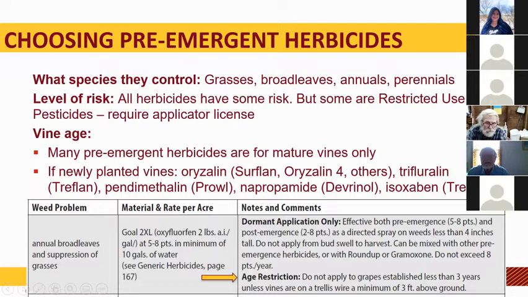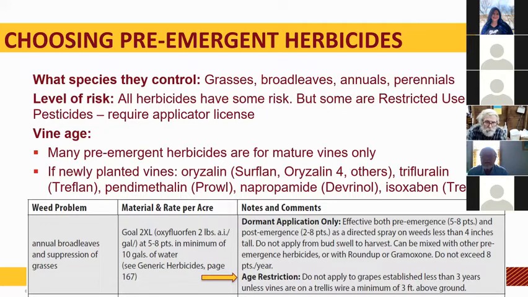It says, do not apply to grapes established less than 3 years ago, unless the vines are on a trellis wire a minimum of 3 feet above ground. So think about whether or not that situation applies to you. And if it doesn't, or if you're not confident, then maybe choose something else. If you have a newly planted vineyard, you're limited in options, but you're not limited too much. There are still several options.